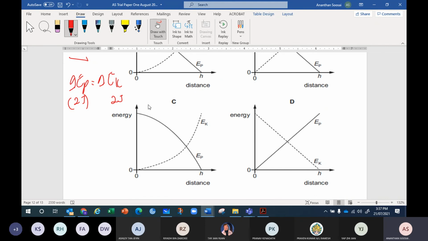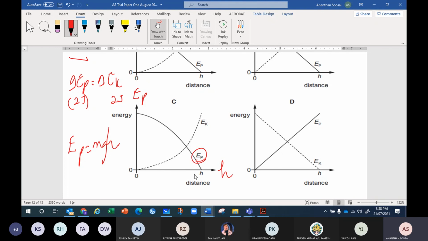But is it going to be a straight line or a curve? So we check the EP graph. This is EP versus distance h. We need a formula. Can you get a formula for EP in terms of h? EP equals mgh. But the EP is decreasing.